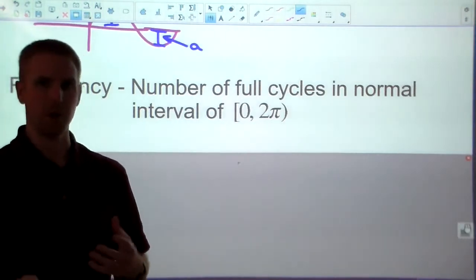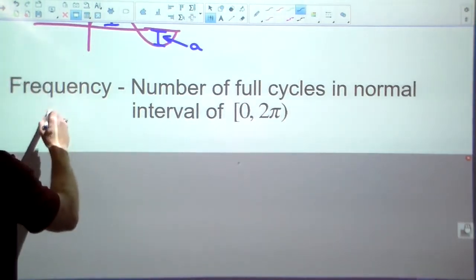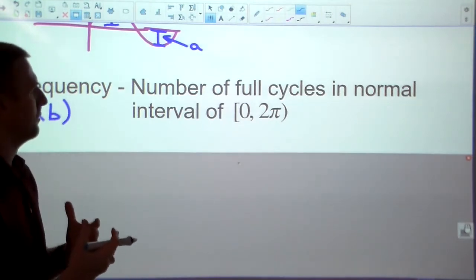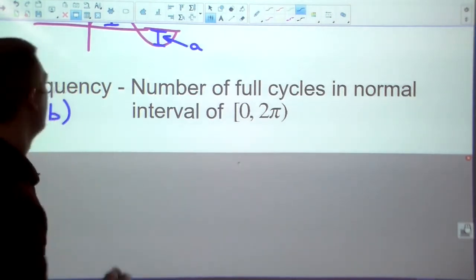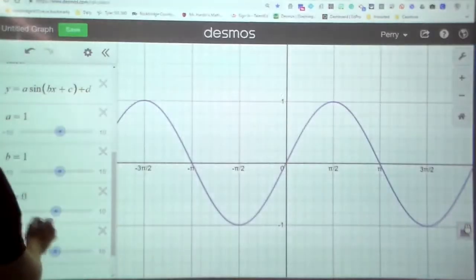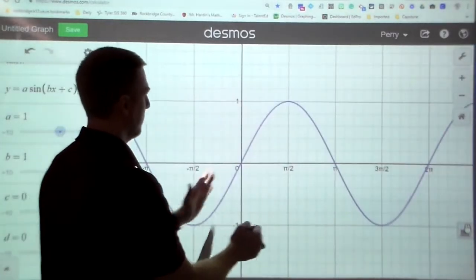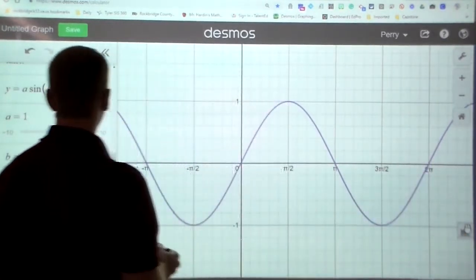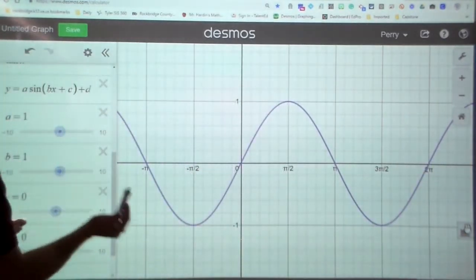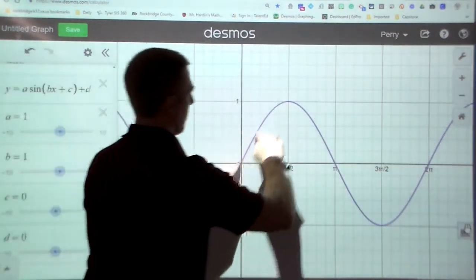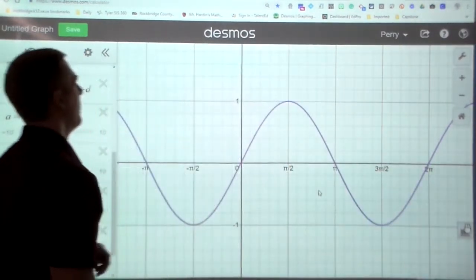The next term is frequency, and that's influenced by the b term. It's the number of full cycles in a normal 0 to 2π interval. So back to Desmos here. When I change b, and if we just look at a 0 to 2π interval, so from here to here, b's 1 right now, we have one normal wave, starting at 0, going up, down, and back towards starting.